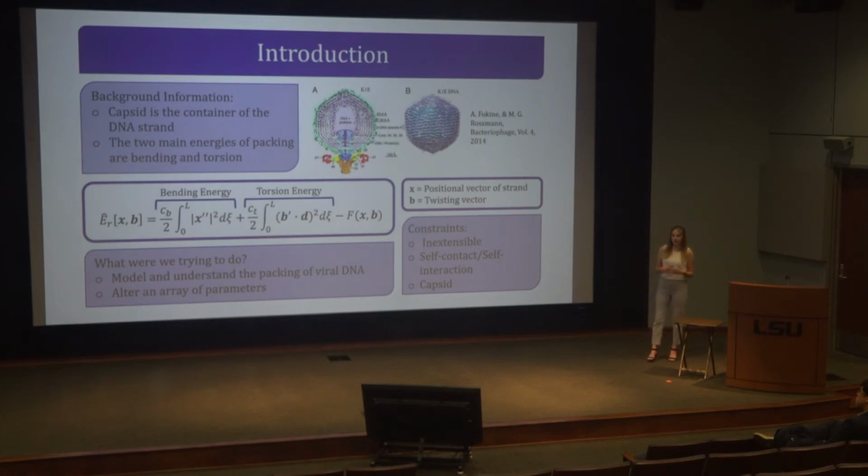So what were we trying to do this summer? We were trying to model and understand the packing of viral DNA, as well as alter an array of parameters that affect this packaging. Some of the constraints we had to take into consideration are the inextensible attribute of the DNA strand, so you can't pull it, and the self-contact, self-interaction that occurs in the packing, as well as the capsid. What that means is our strand, as it's being packed in there, cannot go past the capsid border.